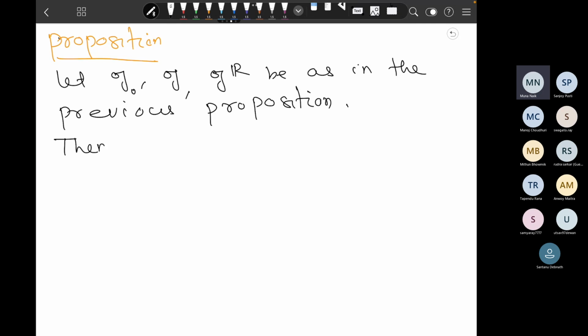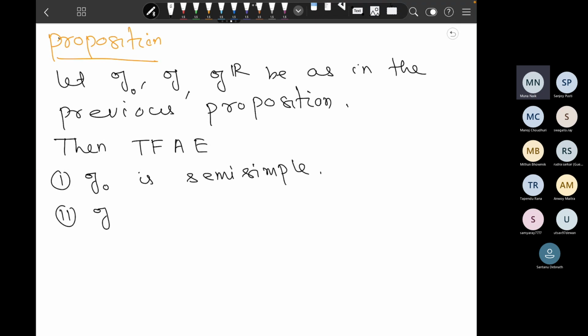So then the following are equivalent. First, G naught is semi-simple. Second, G is semi-simple. And third, only this GR is semi-simple.